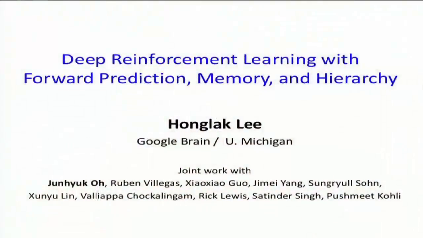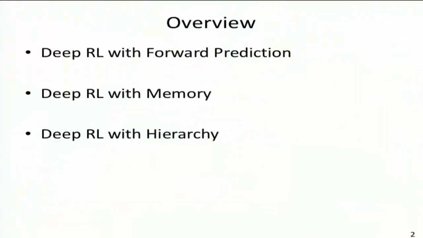Thanks, Sergey, for the introduction, and thank you to everyone for coming early in the class this morning. I'm going to talk about three lines of work that I'm doing at Michigan and also at Google Brain. These are the three themes. The first question is how making predictions or building a model so that you can somehow simulate the future can be useful for reinforcement learning.